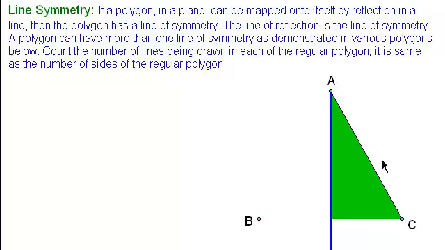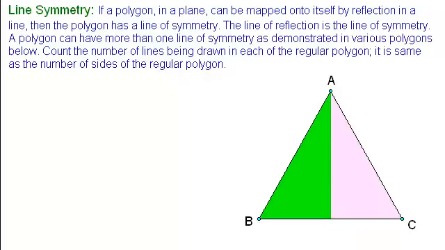And when I fold this, the polygon is mapped onto itself. You can fold it and it exactly fits on the other half of the polygon. So this is one. I got this by drawing from the vertex to the midpoint of the opposite side, because this is a triangle with 3 sides.